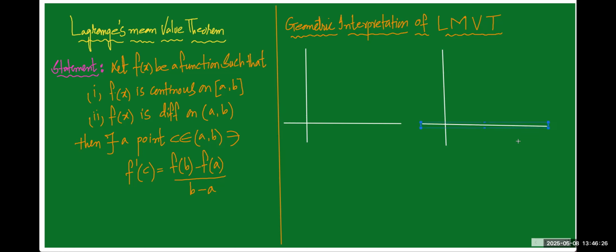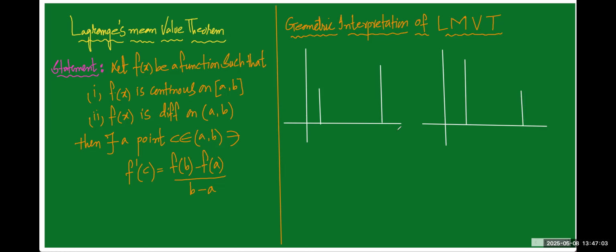Sir, let f of x be a function where f of x is continuous for the open interval a comma b, and differentiable for the closed interval a comma b. Reverse. First closed, then open. Continuous on the closed interval a comma b, differentiable on the open interval a comma b, and f of a equals f of b.